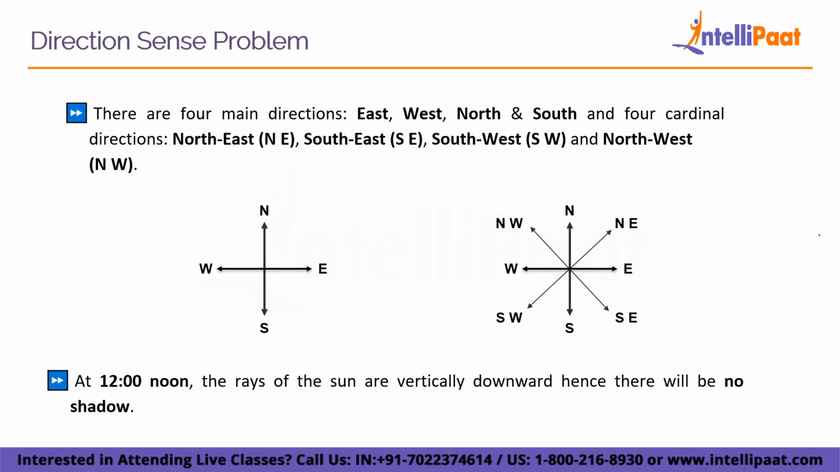And there is one more important point, that at 12 noon the rays of the sun are vertically downward, hence there will be no shadow. So this is a special mention, because this will be helpful to solve some particular problems related to that, right?